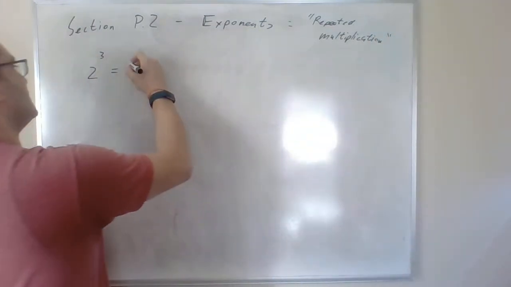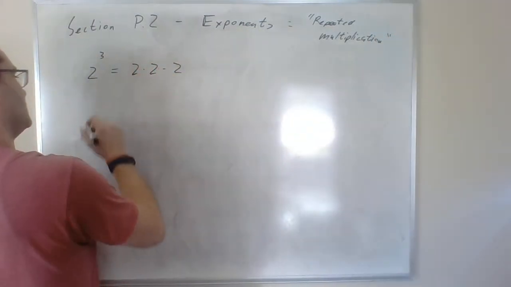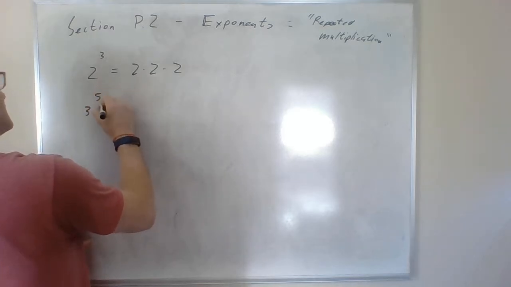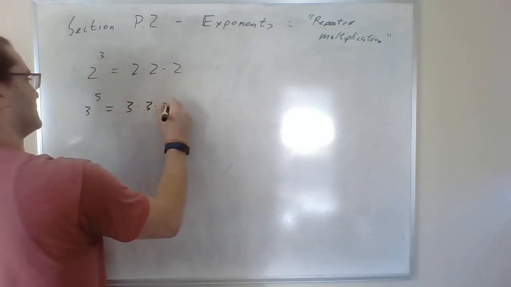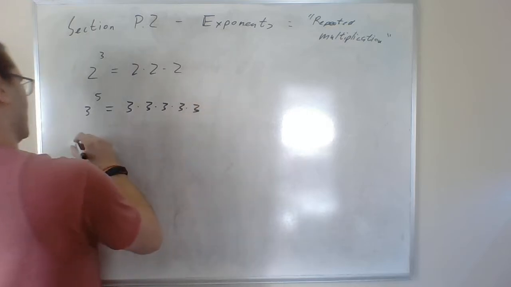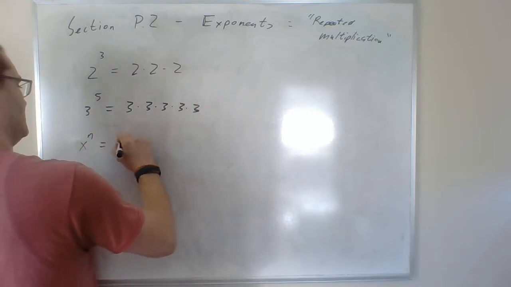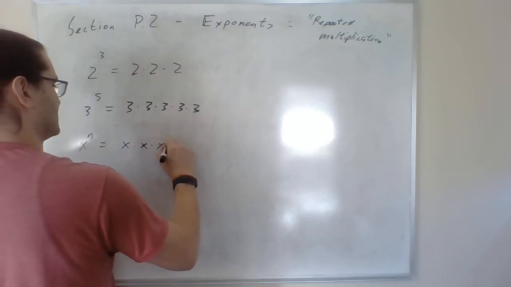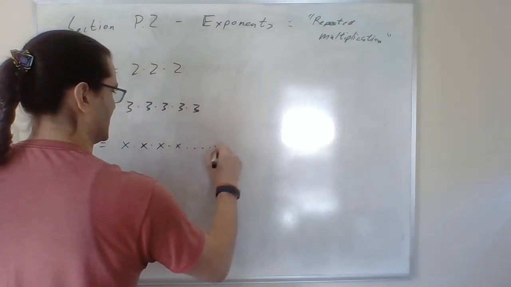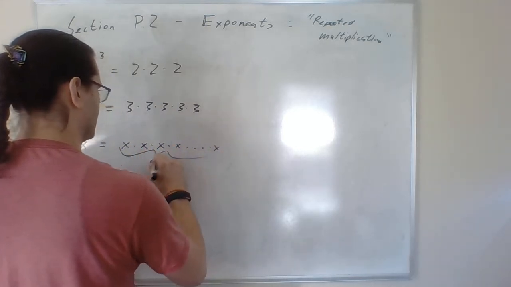So 2 cubed means 2 times 2 times 2. 3 to the 5th means 3 times 3 times 3 times 3 times 3. And x to the n means x times x times x times x times x. However many n is, this is n times.